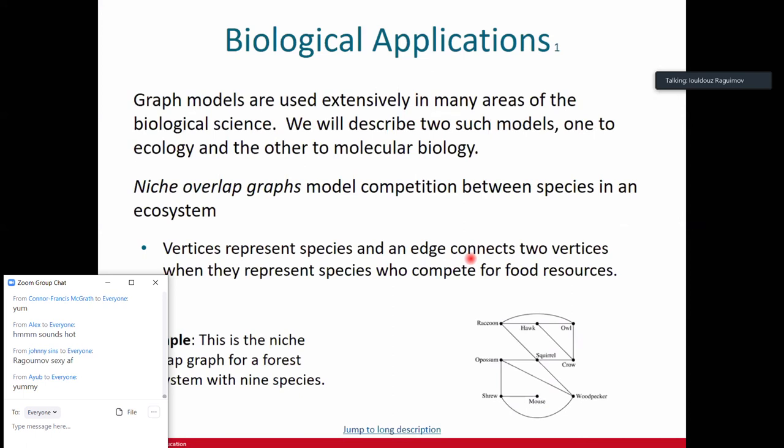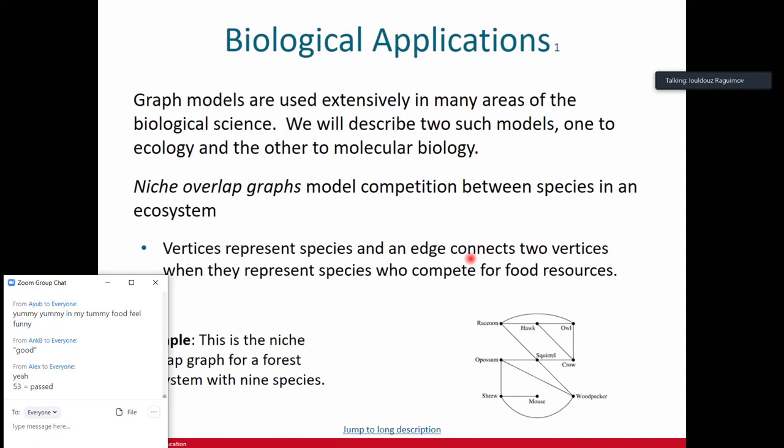Okay, as I mentioned, this is the last example of this section, with a biological application. Graph models are extensively used in biological science. We'll describe here one such model, the niche overlap graph, which models competitions between species in an ecosystem. Vertices represent species. Edges connect two species when they are competing for food resources.